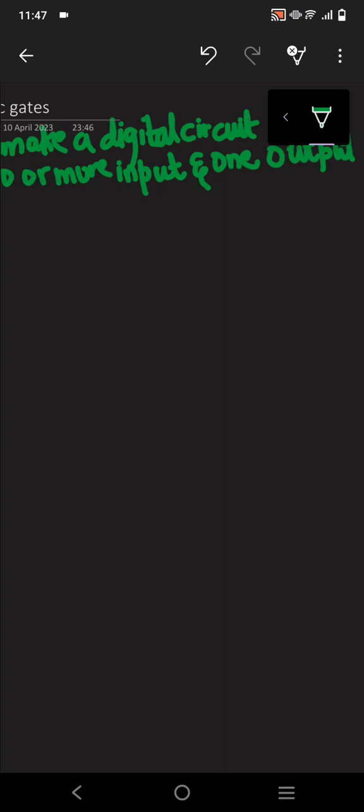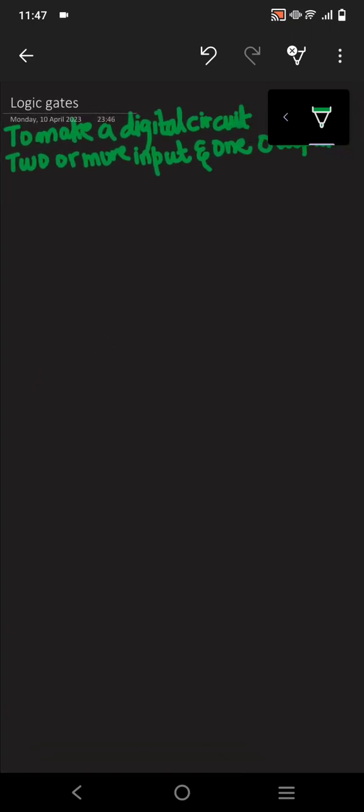We will see how. Logic gates are basically the components of the integrated circuit. Okay, they are the components of the integrated circuit.